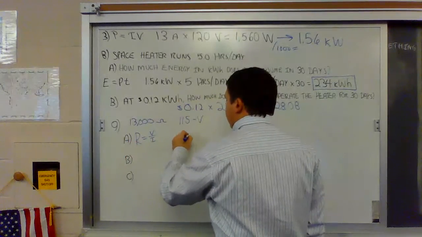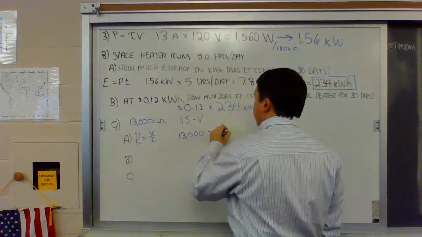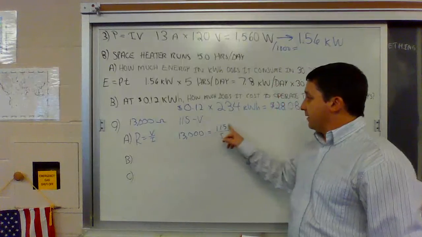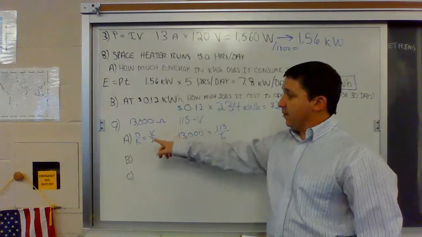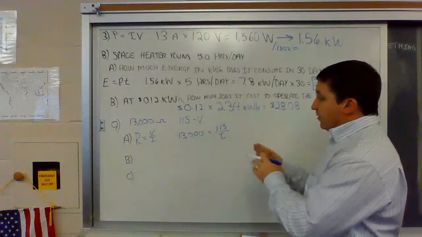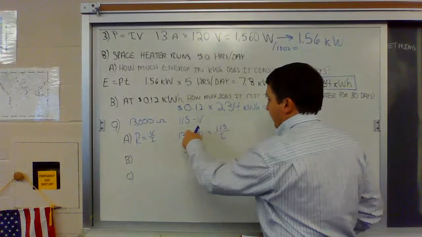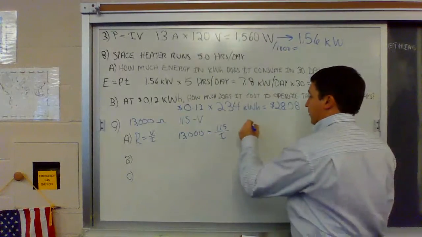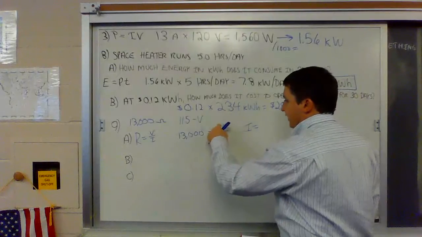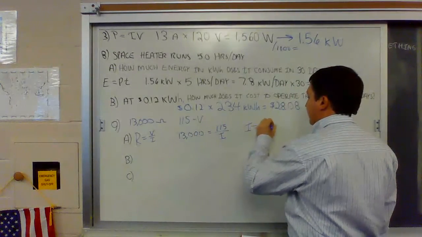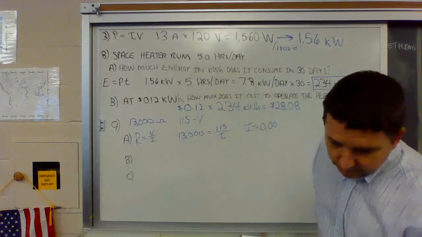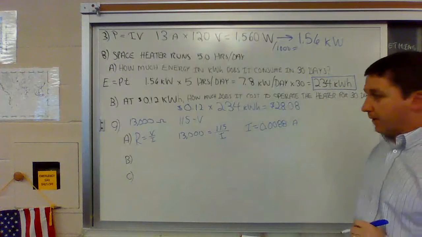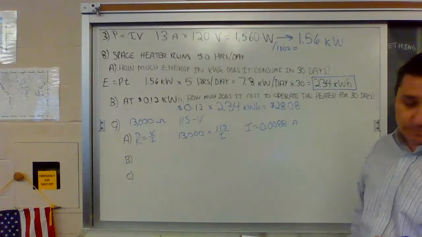And we're going to say 13,000 equals 115 over I. All I did was, I know my resistance, I know my voltage, I just plugged those numbers in the respective locations in the Ohm's law formula. What you're going to end up doing here is dividing 115 by 13,000. So yes, you're going to end up with a really small number. In fact, that number looks like this. So again, 115 divided by 13,000, 0.0088 amps. Okay? All we did there was use Ohm's law.